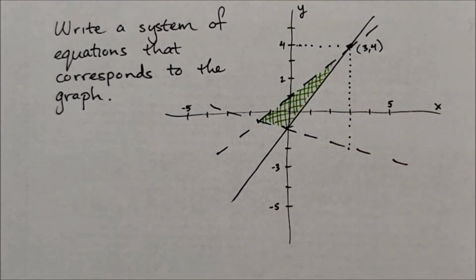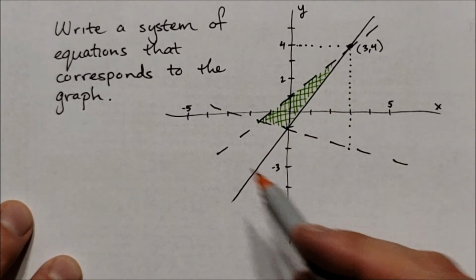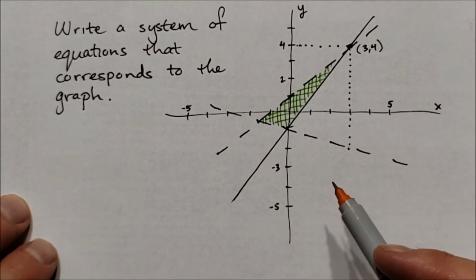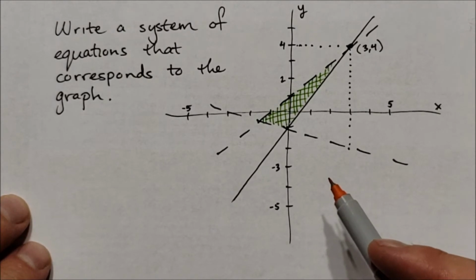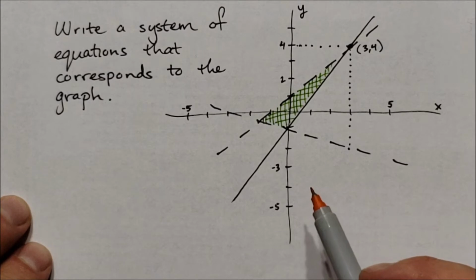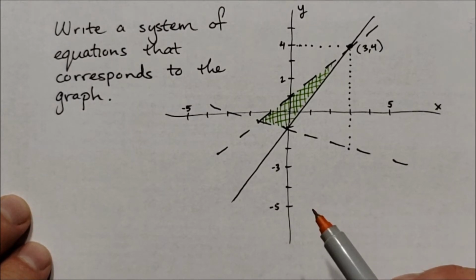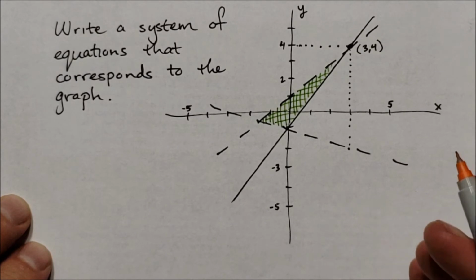Right, given a graph, we want to write a system of equations that corresponds to this particular graph. We'll do this in several steps. We want to identify what lines, or what functions, are contained in this, and write them in slope-intercept form, which will be the easiest way. We'll identify the y-intercept and the slope. That's all we need for slope-intercept form.